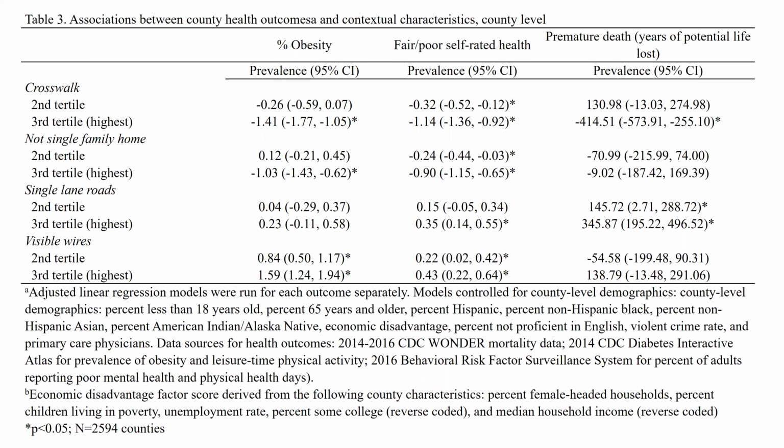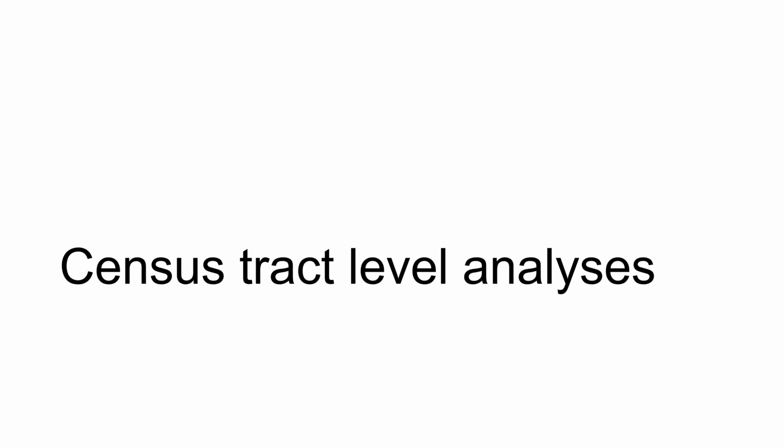Single lane roads is an indicator of less urban development. If you see an area with mostly single lane roads, that's potentially an indicator that there are, for instance, fewer freeways, expressways, and lower development. And then visible utility wires are associated with adverse birth outcomes, higher obesity, very poor self-rated health, and premature mortality.